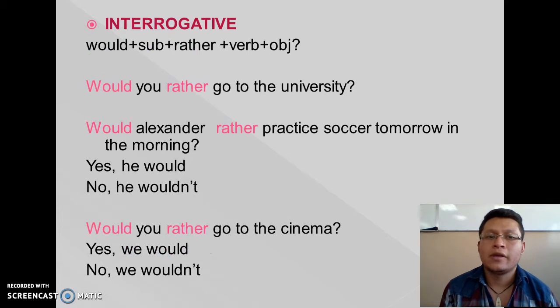Interrogative ways is would plus subject plus rather plus verb plus object. For example, would you rather go to the university? Would Alexander rather practice soccer tomorrow in the morning? Yes, he would, or no, he wouldn't. Would you rather go to the cinema? Yes, we would. No, we wouldn't.